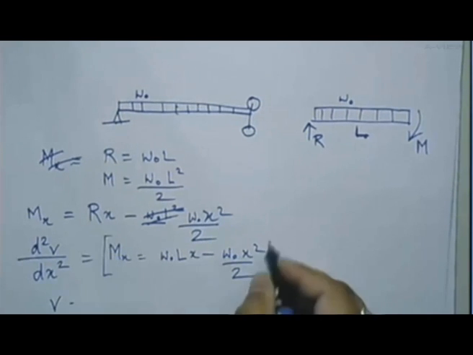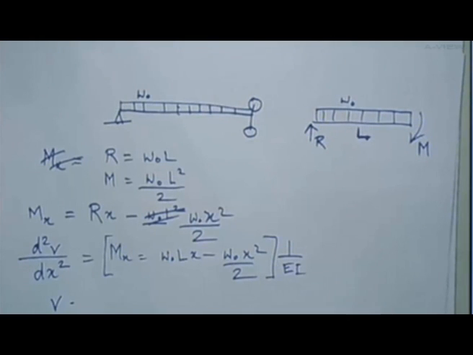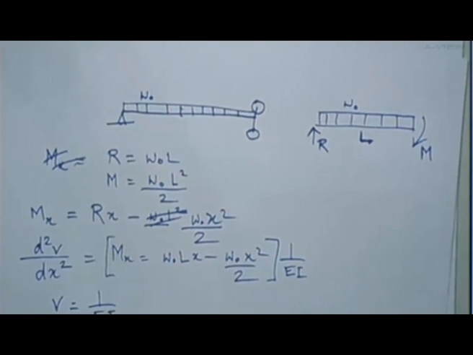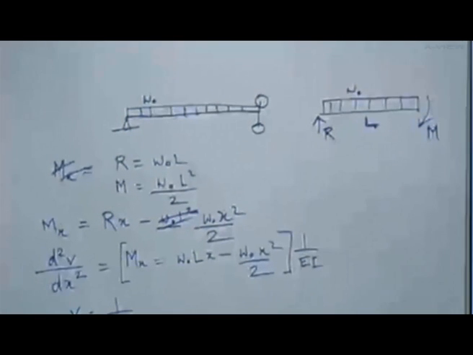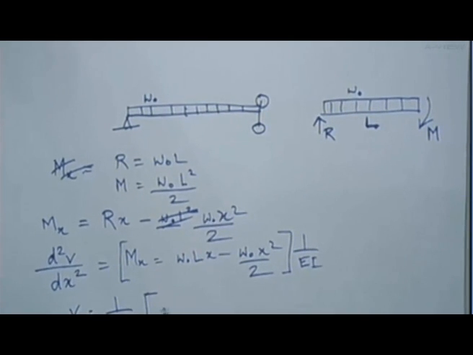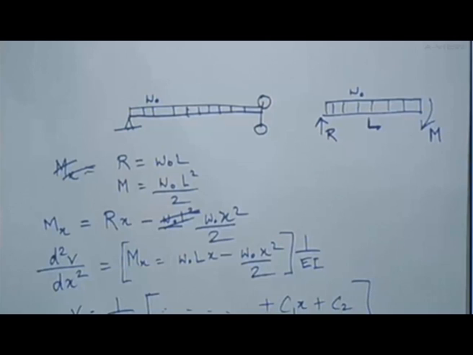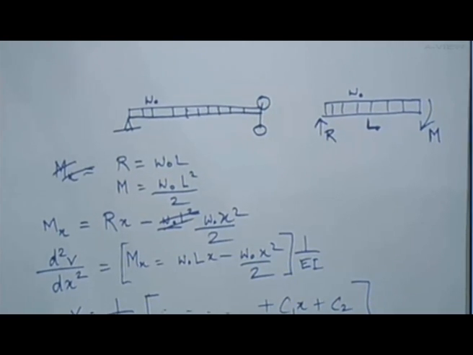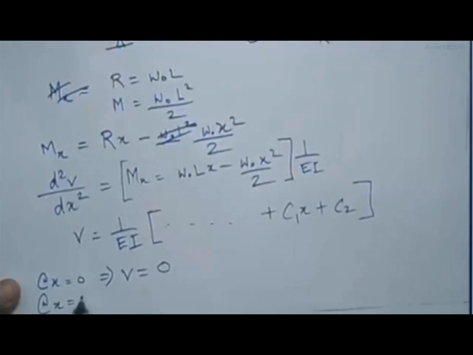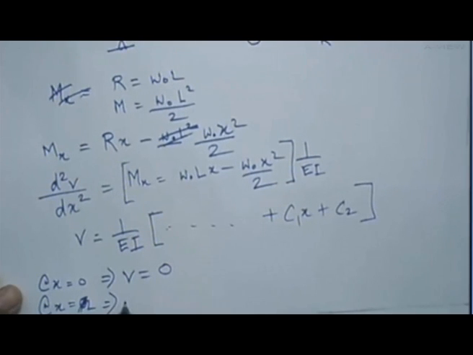Now again, what we have missed here is 1 by EI. So if you solve for this, you will get some expression in x and you will get two constants of integration, c1 and c2. Now, how do you solve for c1 and c2? What are the boundary conditions in this beam? In this beam, the boundary condition would be at x is equal to 0, v is equal to 0, because you see it's a roller support at the left end. And the second boundary condition would be that at x is equal to L, the slope of the beam would be 0.